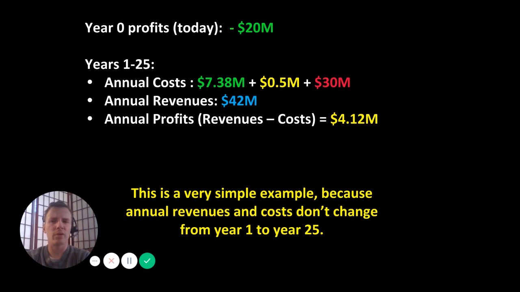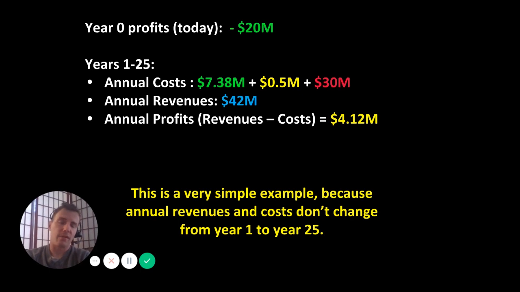And we're going to assume that those annual costs are fixed. In other words, that the power plant will pay those every single year, year 1 through 25. Annual revenues are $42 million, and this is all the money that they're making selling electricity.